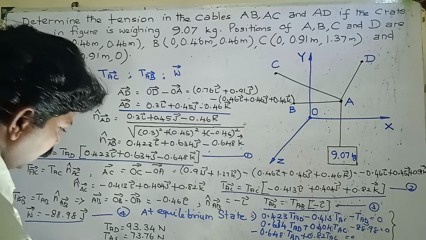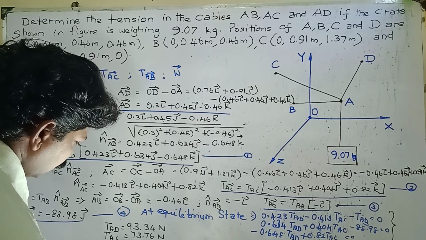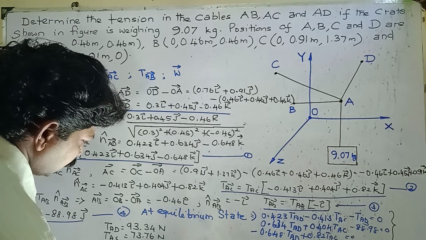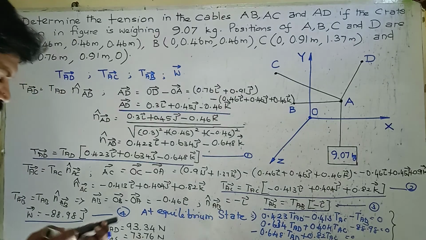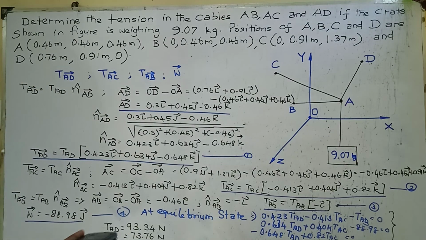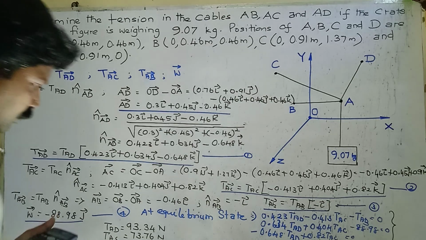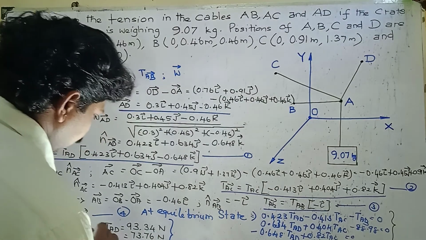So these are the cable tensions: TAB equals 9.02 Newton, TAC equals 73.76 Newton, TAD equals 93.34 Newton. So this is the answer.